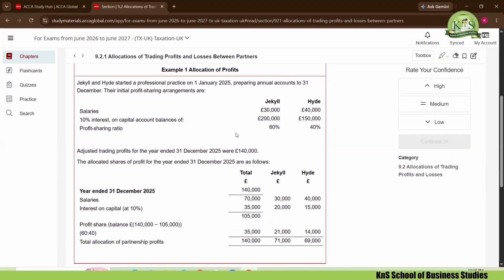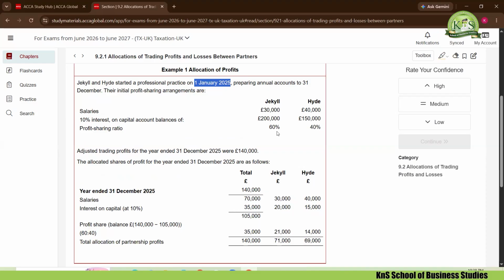Now see this example. Jekyll and Hyde started a professional practice on 1st January 2025. Is this date in our fiscal year? No, this date doesn't come in our fiscal year. Now they are preparing their accounts to 31st December, so the year started from 1st January, and this is their financial year. This is obviously not the tax year. Now the profit sharing arrangements: salaries, Jekyll takes 30,000, Hyde takes 40,000, and the profits are 2,150,000, and they are getting 10% interest on capital.